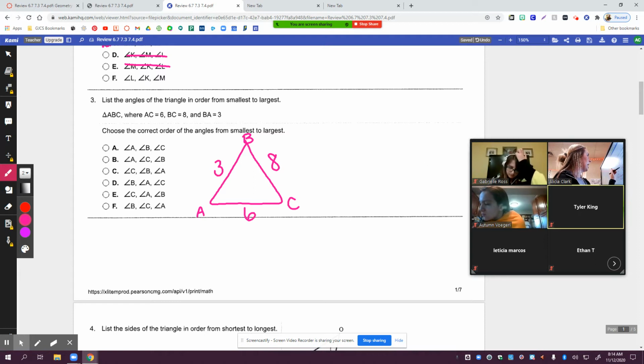The shortest side, which is AB, the 3, is across from angle C, so that has to be the smallest. Looking at my options, I'm going to get rid of anything that does not list angle C first, so I have less to look at. Then the middle side is 6, and across from that is angle B. So the second angle would have to be B, which leaves us with this one right here. Again, 8 is the longest side, so A is the biggest angle, which is what they have listed right here. Any questions on the first page?